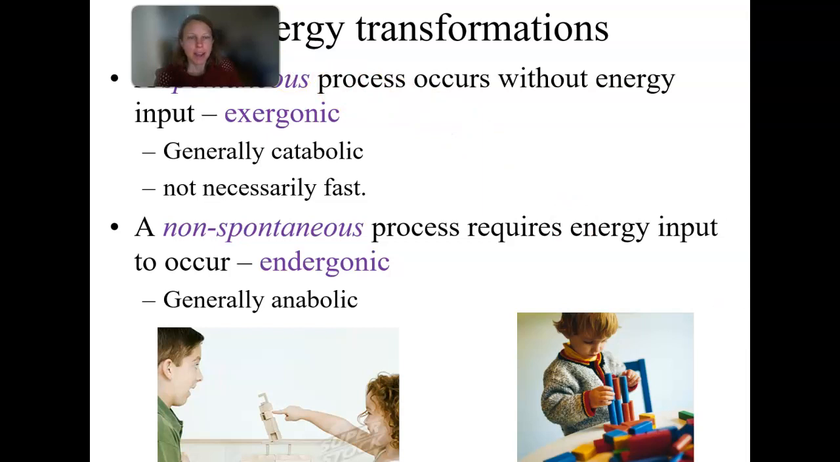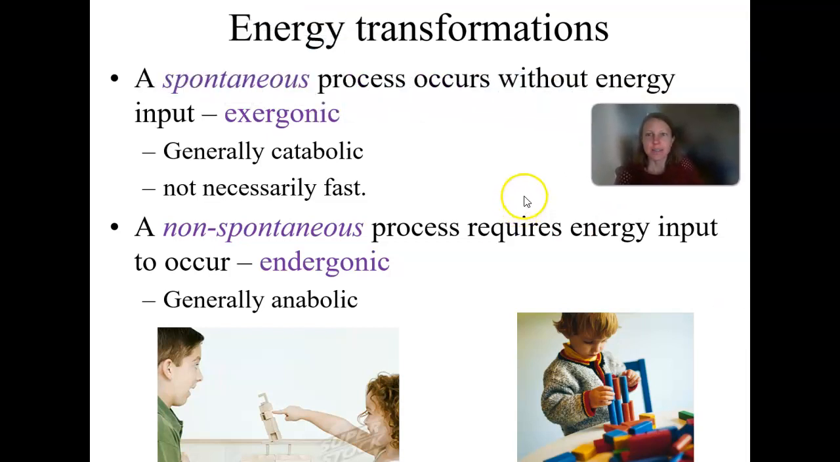All right, more vocabulary about energy transformations. So there are two types of energy transformations, and that refers to how they're using their energy. A spontaneous process occurs without additional energy input. These reactions are exergonic, and they're generally catabolic, which means that they're generally breakdown reactions. Just because they're spontaneous doesn't mean they're fast. We'll talk about that in a little bit. But these do not require the input of additional energy.